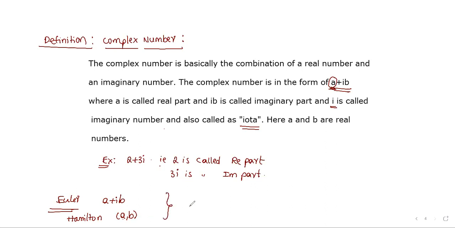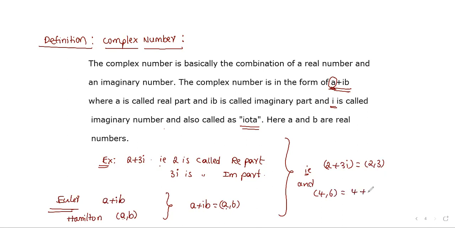So finally, a complex number a plus ib is equal to the ordered pair a comma b. That is, take one complex number 2 plus 3i, that is equal to 2 comma 3, and 4 comma 6 is a complex number. This can be written as real part plus i into imaginary part, otherwise we can write 4 plus 6i. So the ordered pair 4 comma 6 is equal to 4 plus 6i. These two are complex numbers, both are equal.